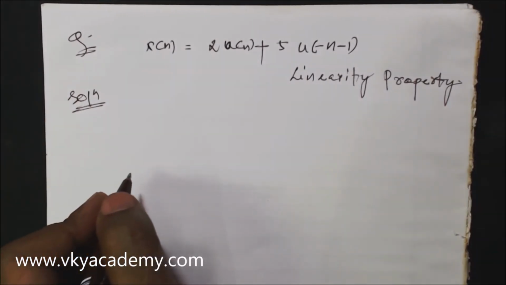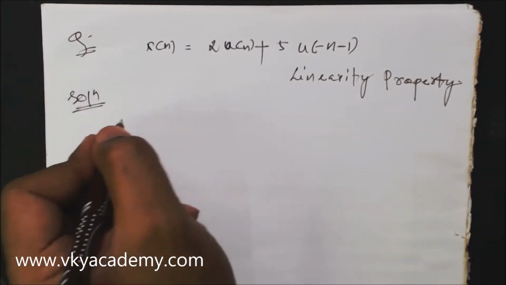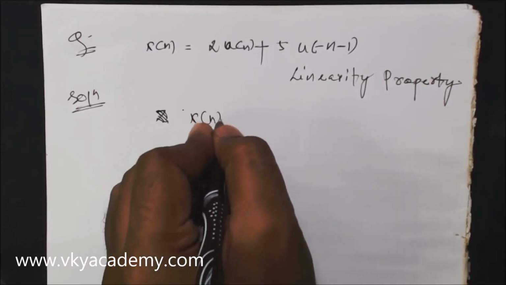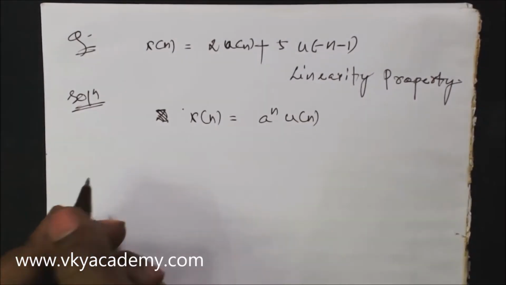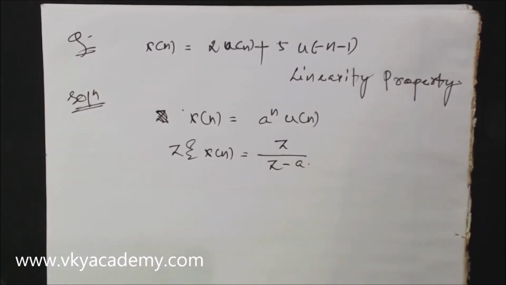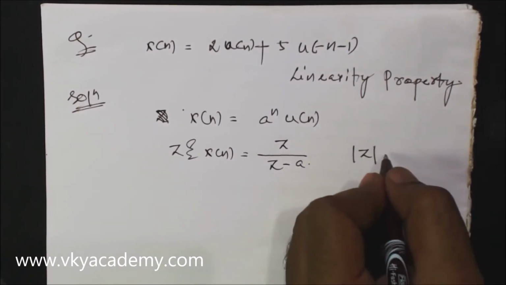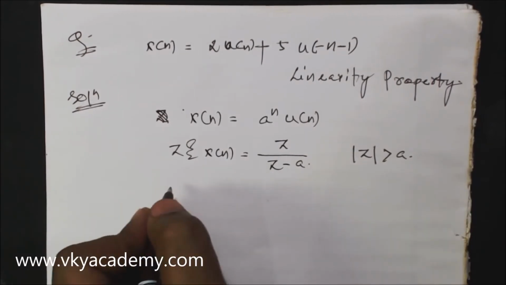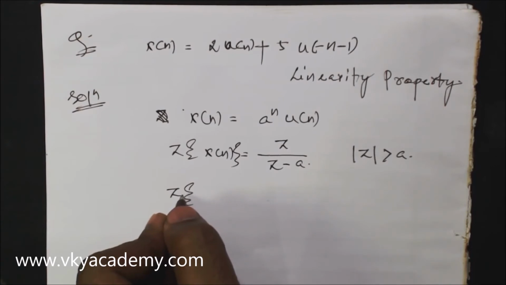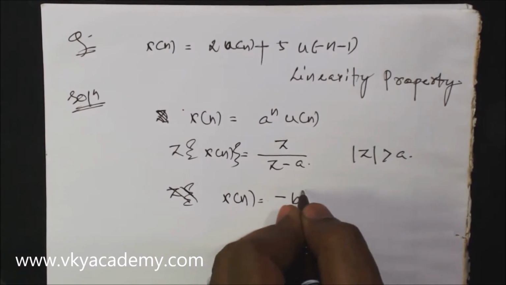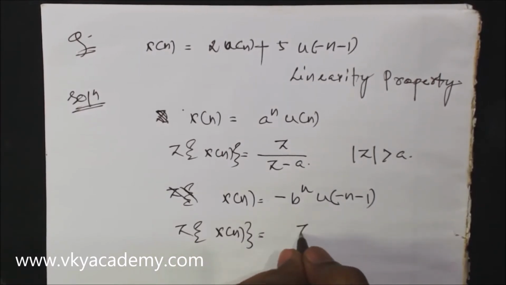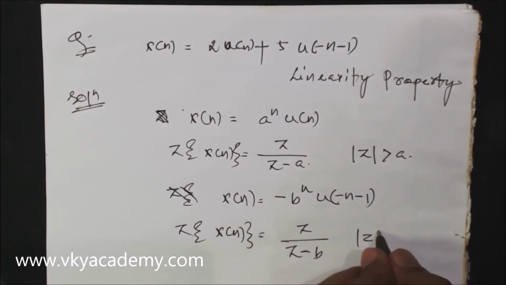The basic function is u of n, which is a unit step function, and we know from the previous class that if the time domain function x of n is equal to a to the power n u of n, then the Z transform of x of n is equal to z by z minus a, and region of convergence is mod z is greater than a. And if the function is minus b to the power n u of minus n minus 1, then the Z transform of this function will be z upon z minus b, and mod z is less than b.